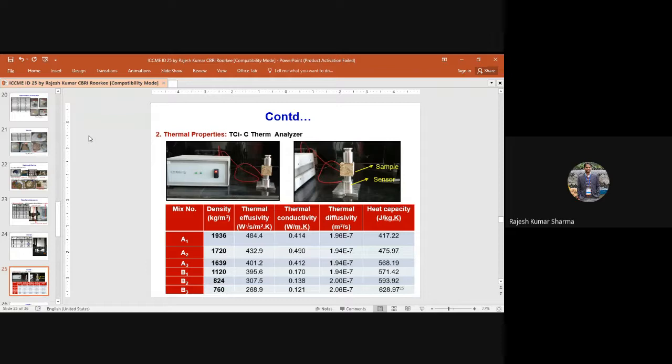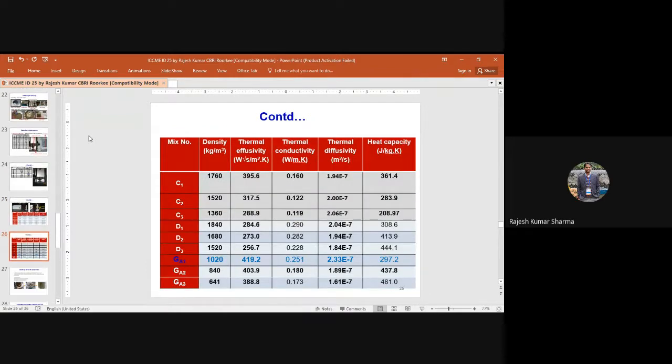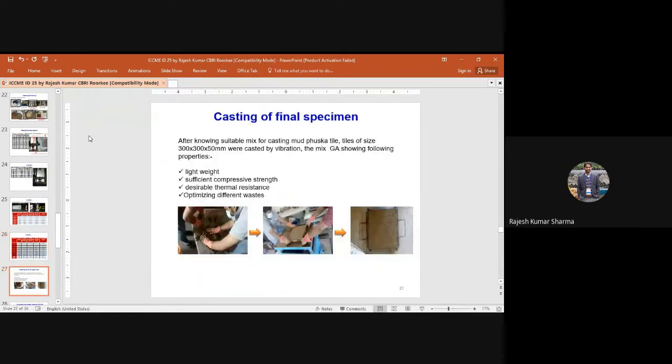Regarding thermal properties, it was found that as the crumb rubber was used, the thermal conductivity, thermal effusivity, thermal diffusivity, and heat capacity were improved. And for mix GA with water binder ratio of 0.40, the K value was 0.25 watt per meter Kelvin. So for finalizing this GA, that is addition of waste in the total weight of soil and cement, we have developed the tile of 1 feet by 1 feet, and also mud composite blocks.